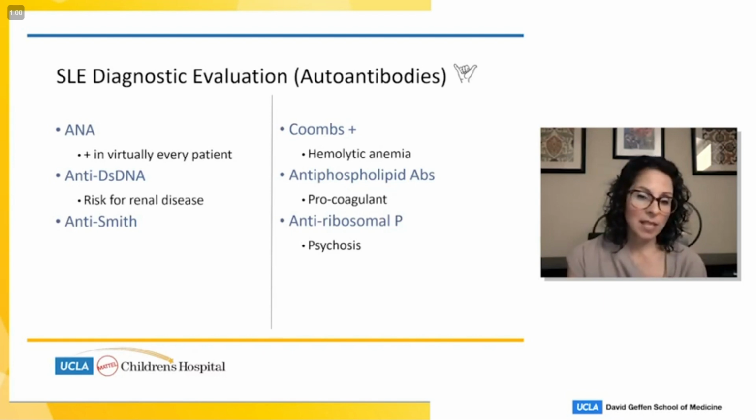An anti-double-stranded DNA is very specific to lupus nephritis. Anti-Smith is specific for lupus. If you see anemia, maybe check a Coombs, to see if that's positive, as suggestive of an autoantibody against those red blood cells. Antiphospholipid antibodies, such as lupus anticoagulant, beta-2 glycoprotein, or cardiolipin antibody, are important in the initial evaluation and can help a patient meet criteria.